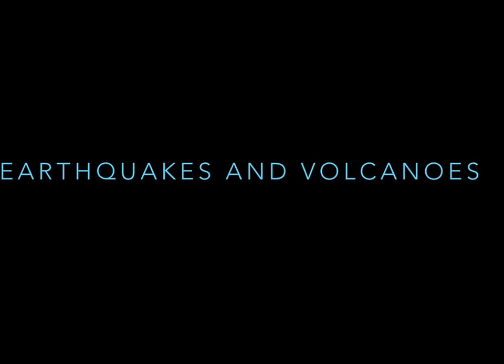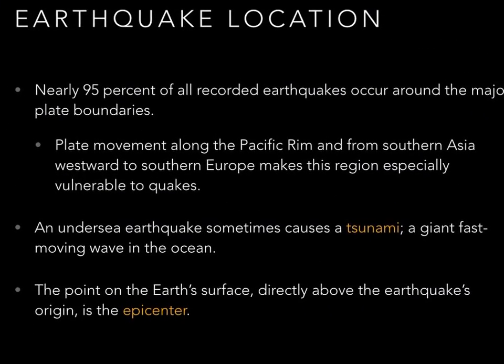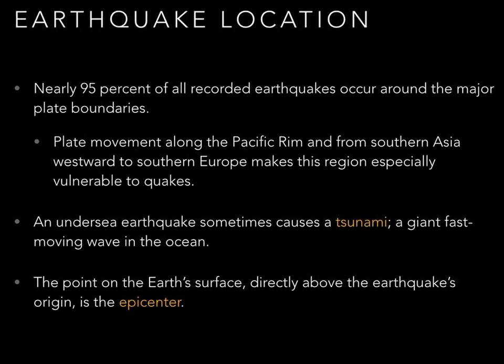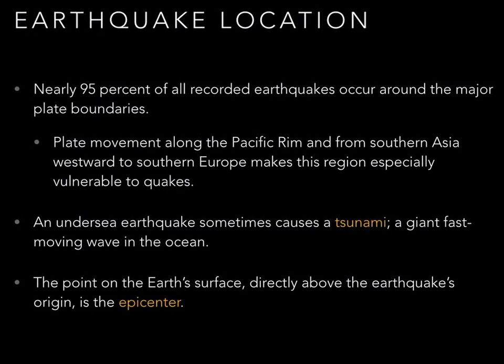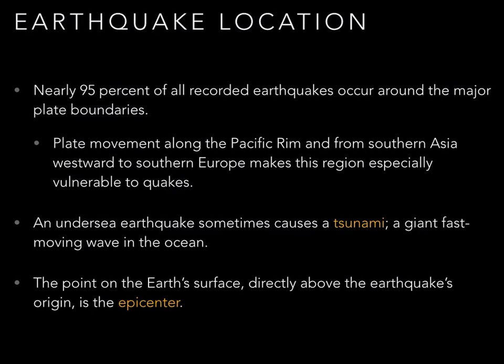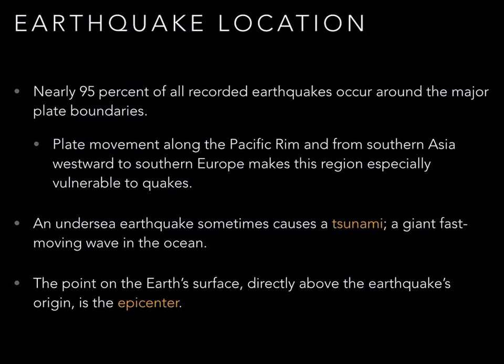Earthquakes and volcanoes. Earthquake location. Nearly 95% of all recorded earthquakes occur around these major tectonic plate boundaries. The area along the Pacific Rim, and then from southern Asia westward to southern Europe, around Turkey and Italy, this area makes a region that's especially vulnerable to quakes.